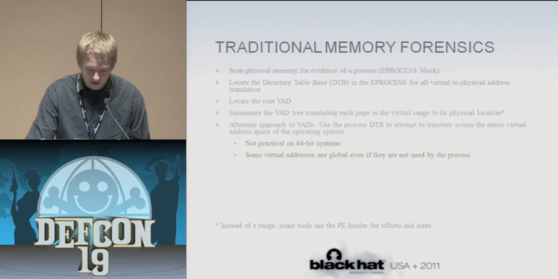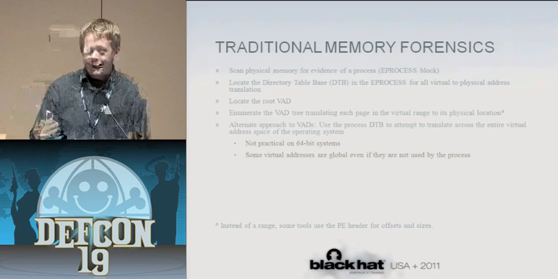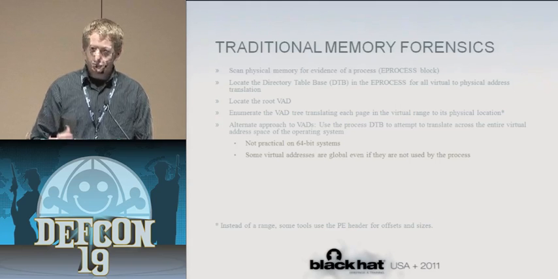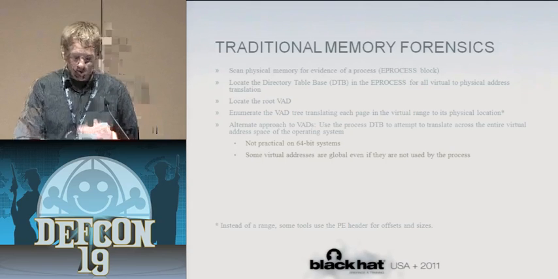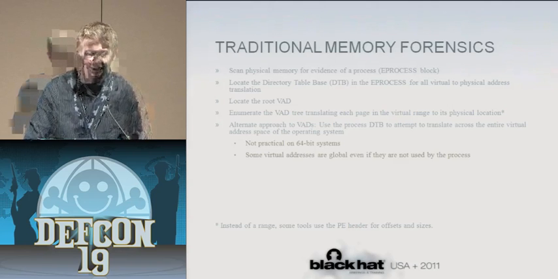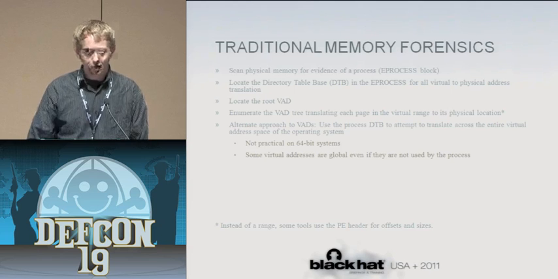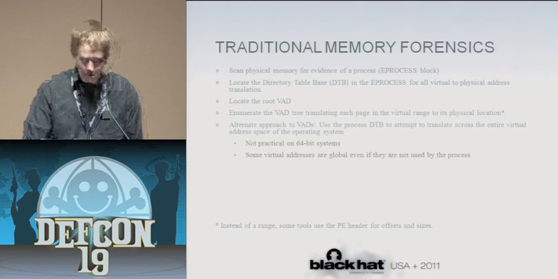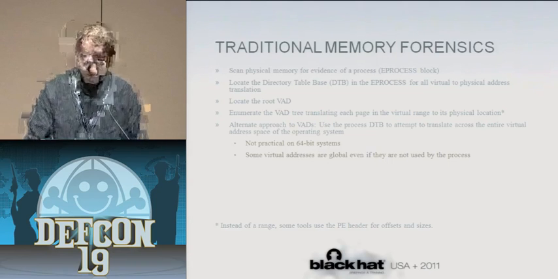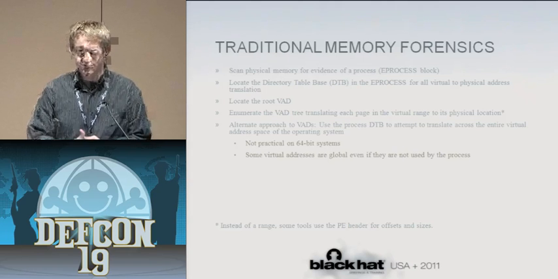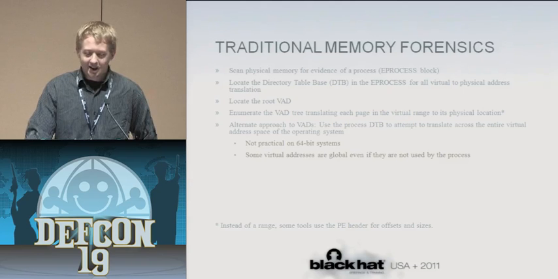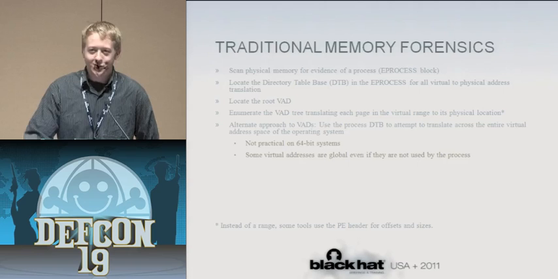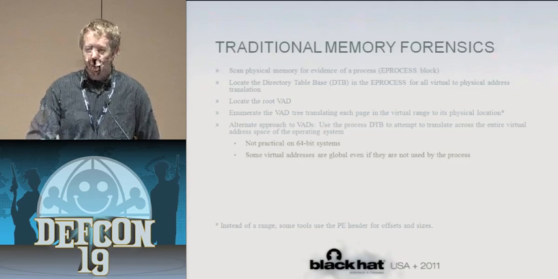Here's a representation of a typical VAD tree. You can see it starts with the VAD root, and each one of those VADs contains information about the virtual addresses of the process. Traditionally, you would scan physical memory for an EPROCESS block, and that lets you know there's a process at that location. From there, you get the directory table base, or DTB, in the EPROCESS, and this will help you translate from virtual to physical addresses. From there, you locate the root of the VAD tree and step through the tree, translating the virtual addresses to physical, usually starting with the starting address, taking the size, and grabbing all the data in between.